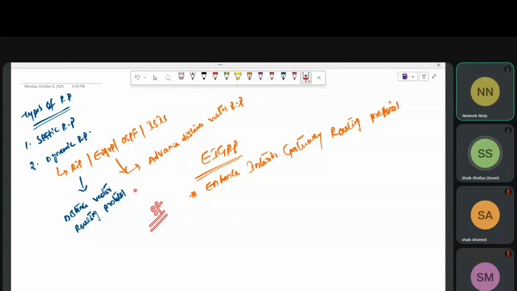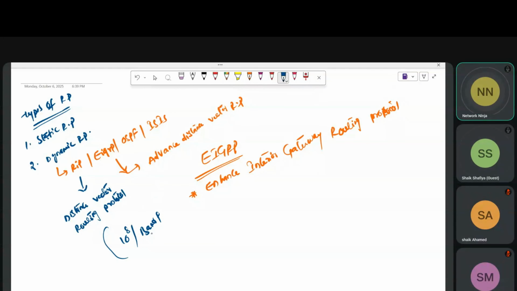It's a composite metric actually. EIGRP's metric is a composite metric, so the metric is going to be in multiple forms. We have a formula: 10 to the power of 8 divided by bandwidth, plus total delay and reliability into 256.